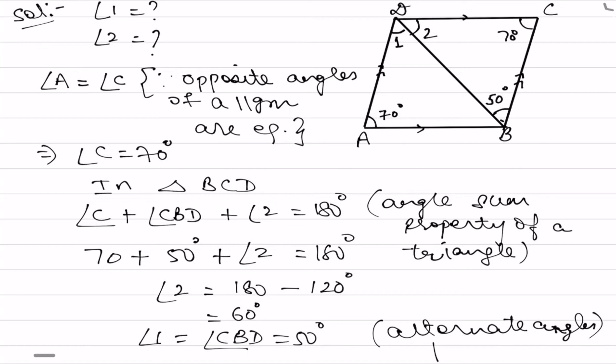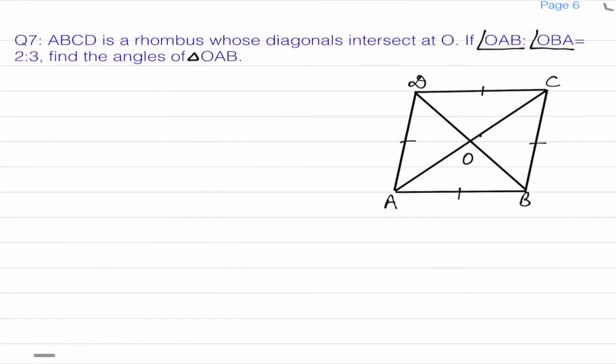These two angles values we have to find out. So first angle 1 is 50 degrees and angle 2 is 60 degrees. Now we will move to the next question, that is question number 7.